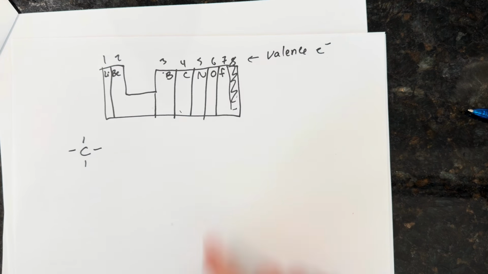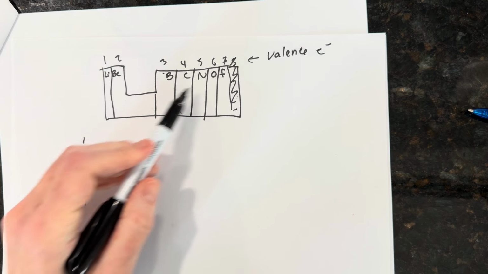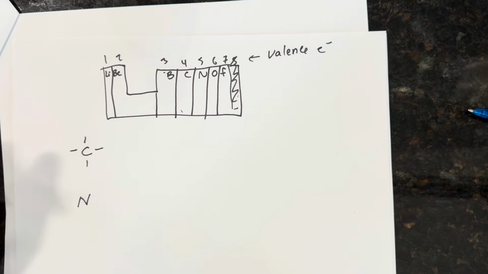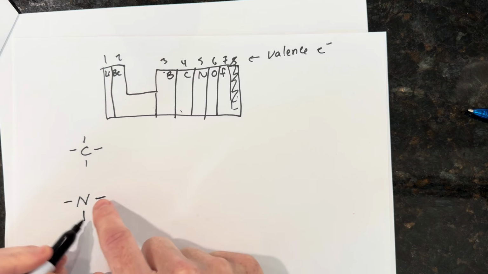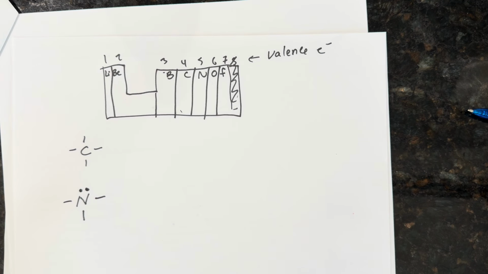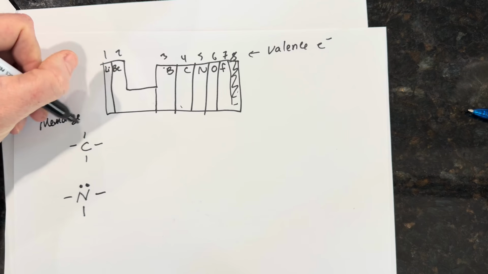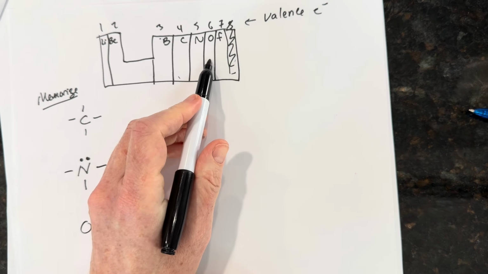Okay. Let's look at nitrogen. Nitrogen has 5. How many does it need to get to 8? It needs 3, right? So nitrogen makes 3 bonds. However, you should memorize that nitrogen makes 3 bonds, but it also has a lone pair of electrons. Memorize these suckers.